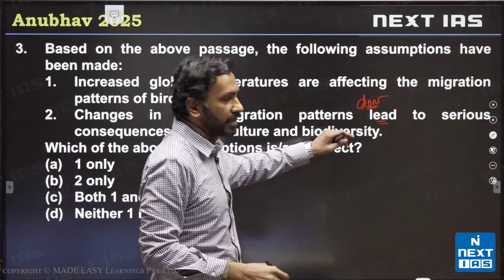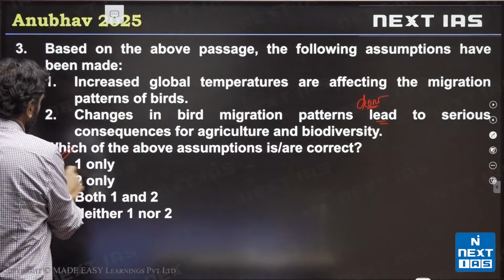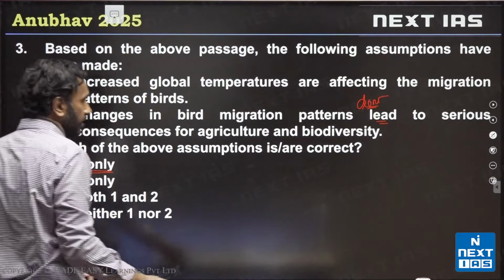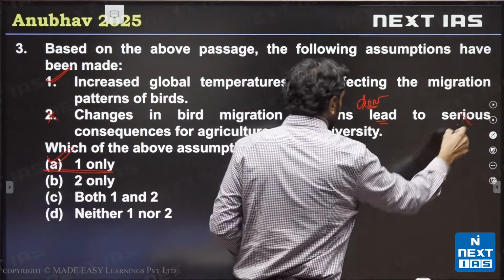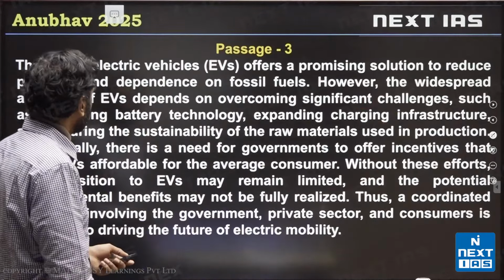Adding the word not has no impact on the passage. So this tells us A1 only is the valid assumption. This is the only valid assumption. 2 is an invalid assumption for serious consequences.